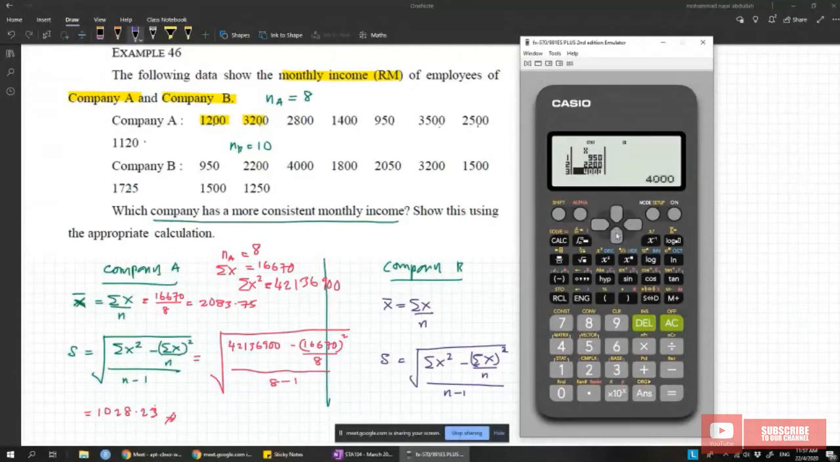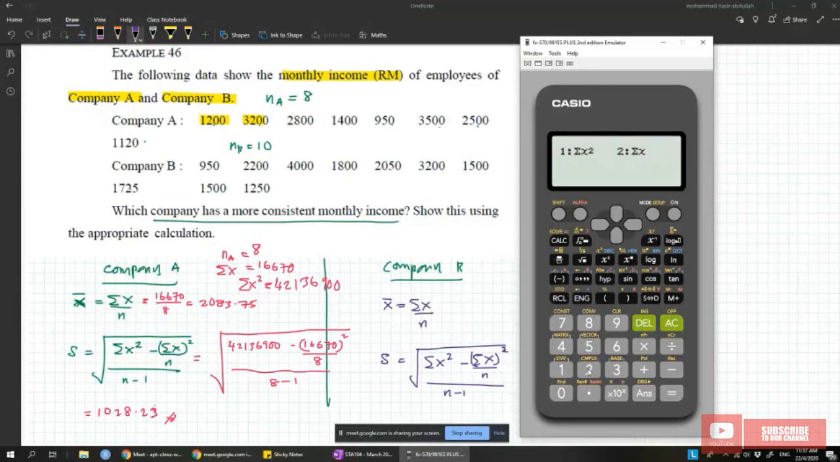Right. So we have 10 values. You can always recheck the values that we key into the calculator: 4000, 2050, 3200, 1500, 1725, 1500, 1250, right? Now we can find the values easily.